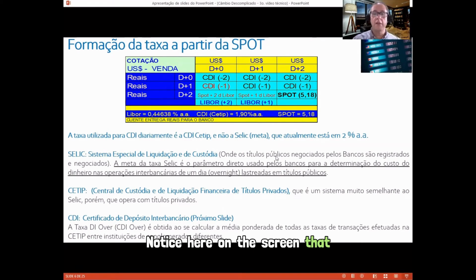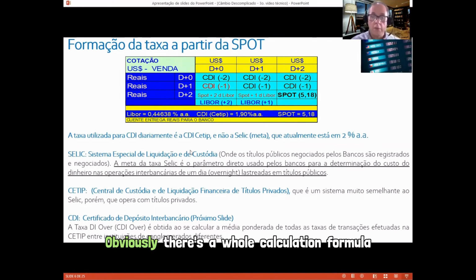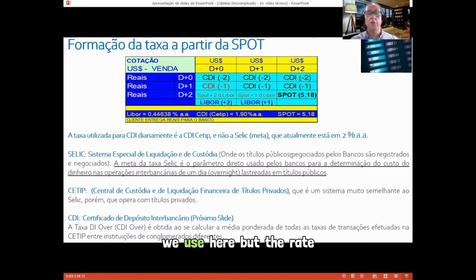Notice here on the screen that since you have a 48-hour period to settle a transaction, you need to take this premise into account, this matrix, where the reais can be delivered on the same day on D0, D1 or D2. Likewise, the currency can also be delivered on D0, D1, or D2. Obviously, there's a whole calculation formula we use here, but the rate, the spot rate, its references for delivery of reais on D2 and currency on D2.